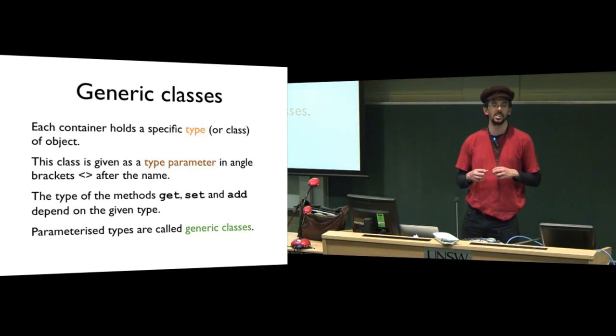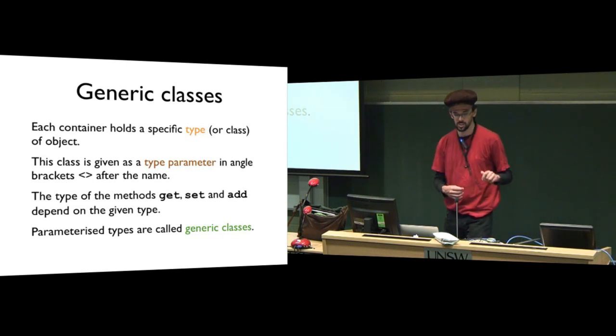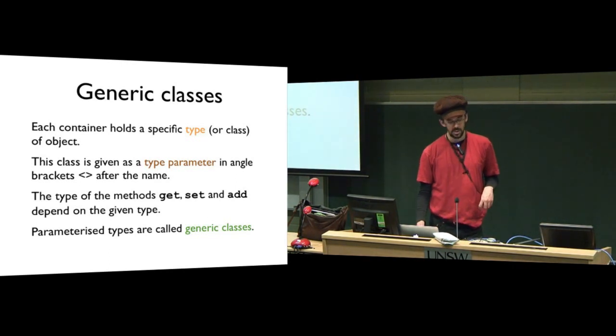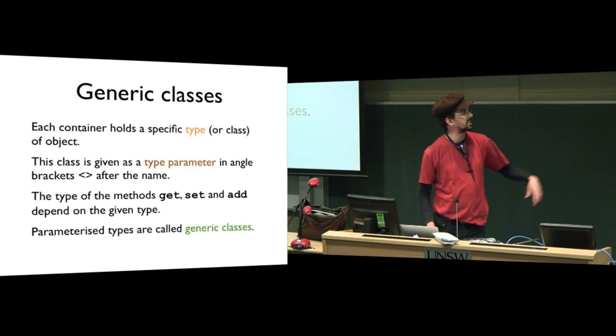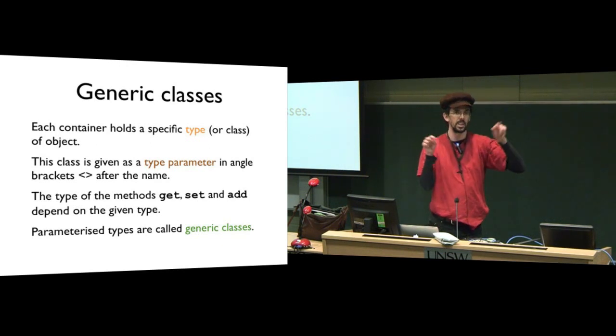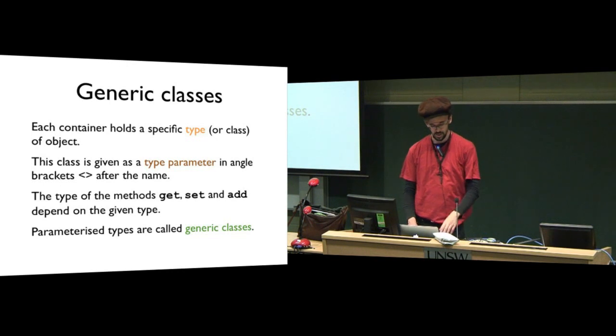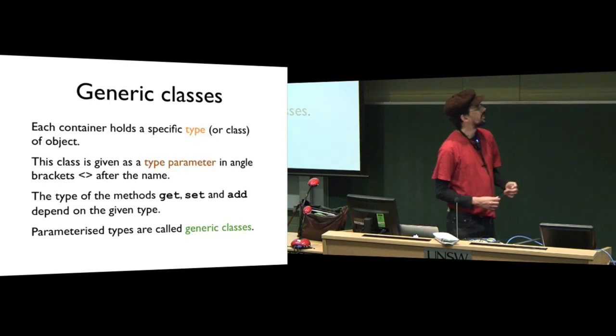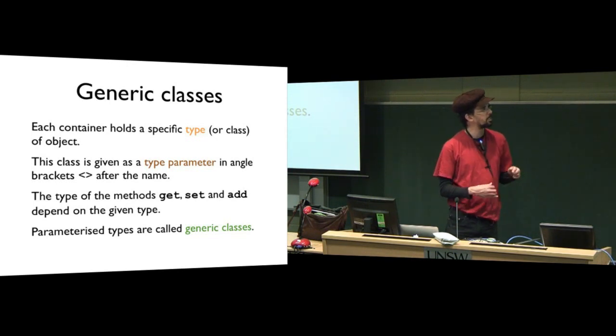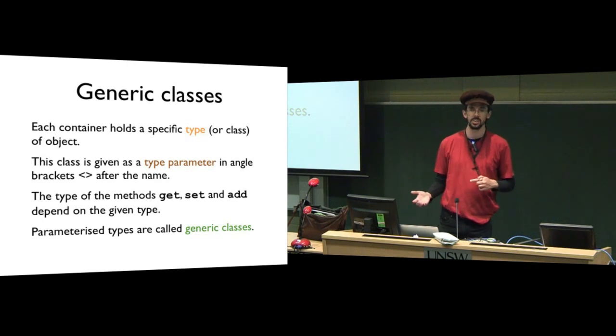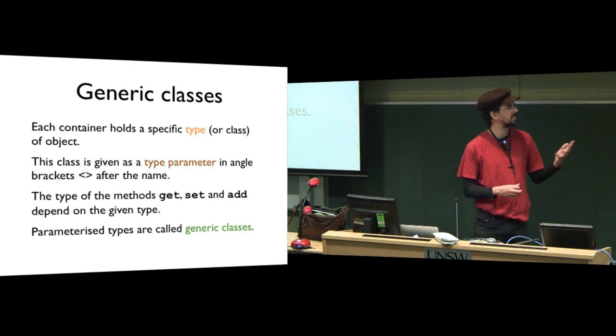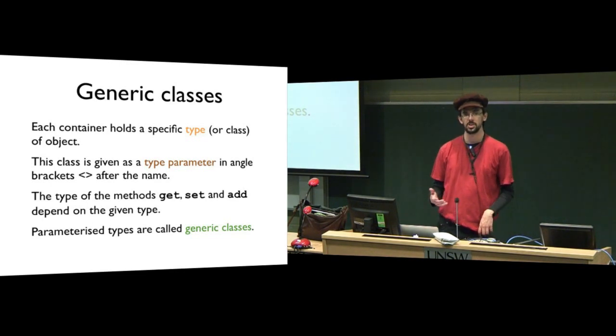We said before that a container contains a list of things of all the same type, but we need a way of telling it when we create it what type of things go in that container or in that collection. So what we use is called a type parameter, which is this thing that we see in the angle brackets, the greater than, less than signs, after the name of the type. That's another class, which is the name of the kinds of things that go in there. That type will affect the kinds of things that go in the list, and so it'll affect the type of the methods get, set, and add, because they all change depending on what type you have.